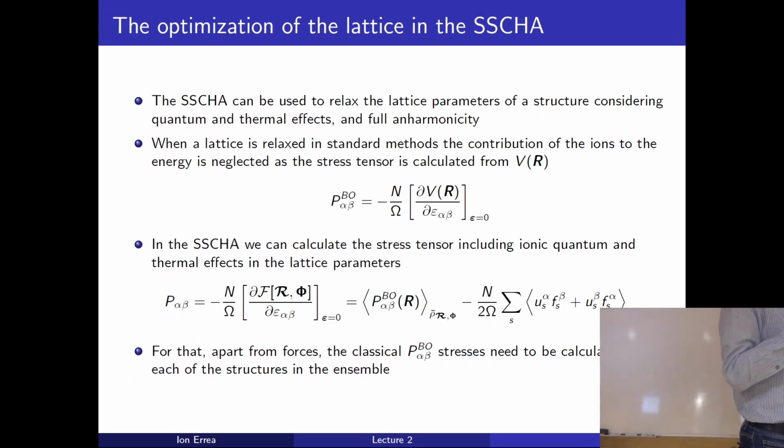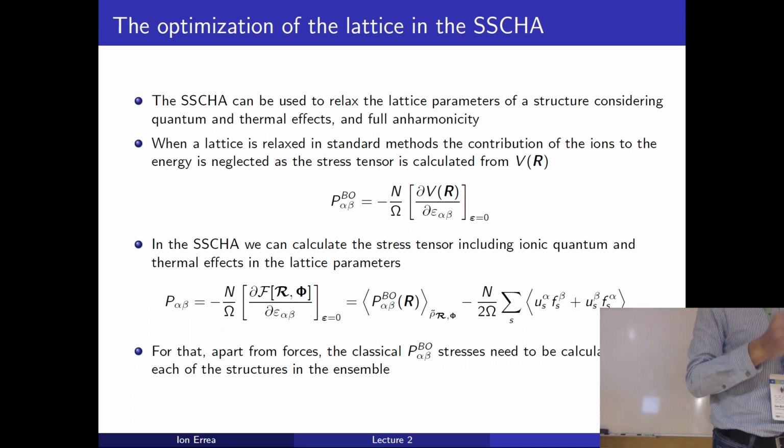So how this is done by the ab initio codes, what they are calculating is this pressure. This is a tensor, where we have derivatives of the Born-Oppenheimer potential with respect to the deformations of the lattice. This is the strain, the deformations or changes of the lattice parameters. So this derivative is calculated. Obviously, this is temperature independent, because the Born-Oppenheimer potential does not depend on temperature.